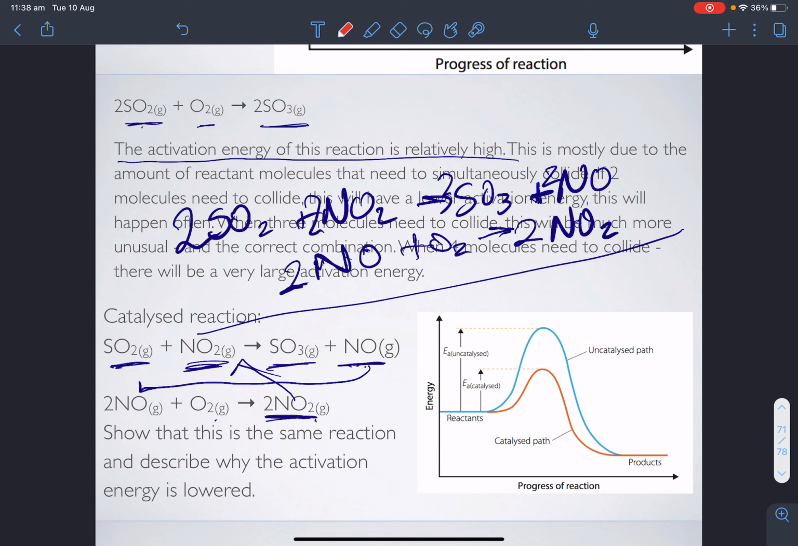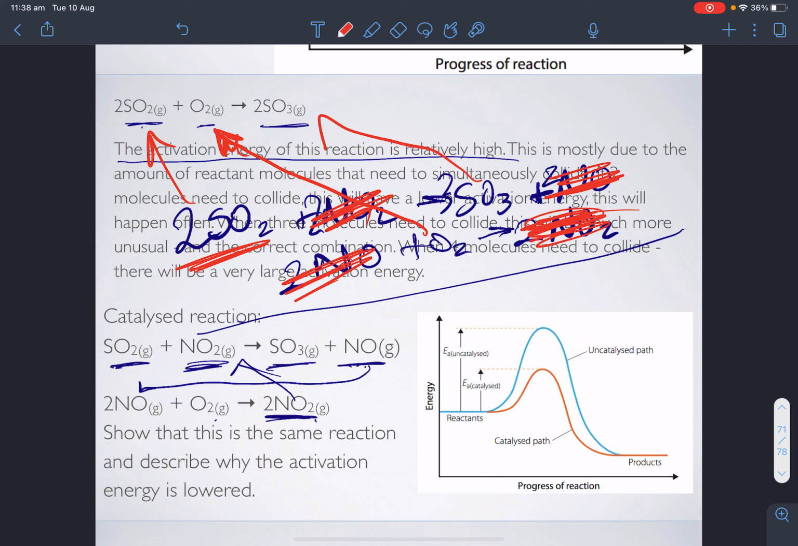Okay, so like our redox reactions. 2NO on the left will cancel with 2NO on the right there. 2NO2 will cancel with 2NO2 there. And what do we have left on the left? 2SO2, same. 1 molecule of O2, same. And 2 molecules of SO3. So these two reactions happening at the same time and adding together equals our original reaction. We're just going via a different pathway. So it's the same reaction.